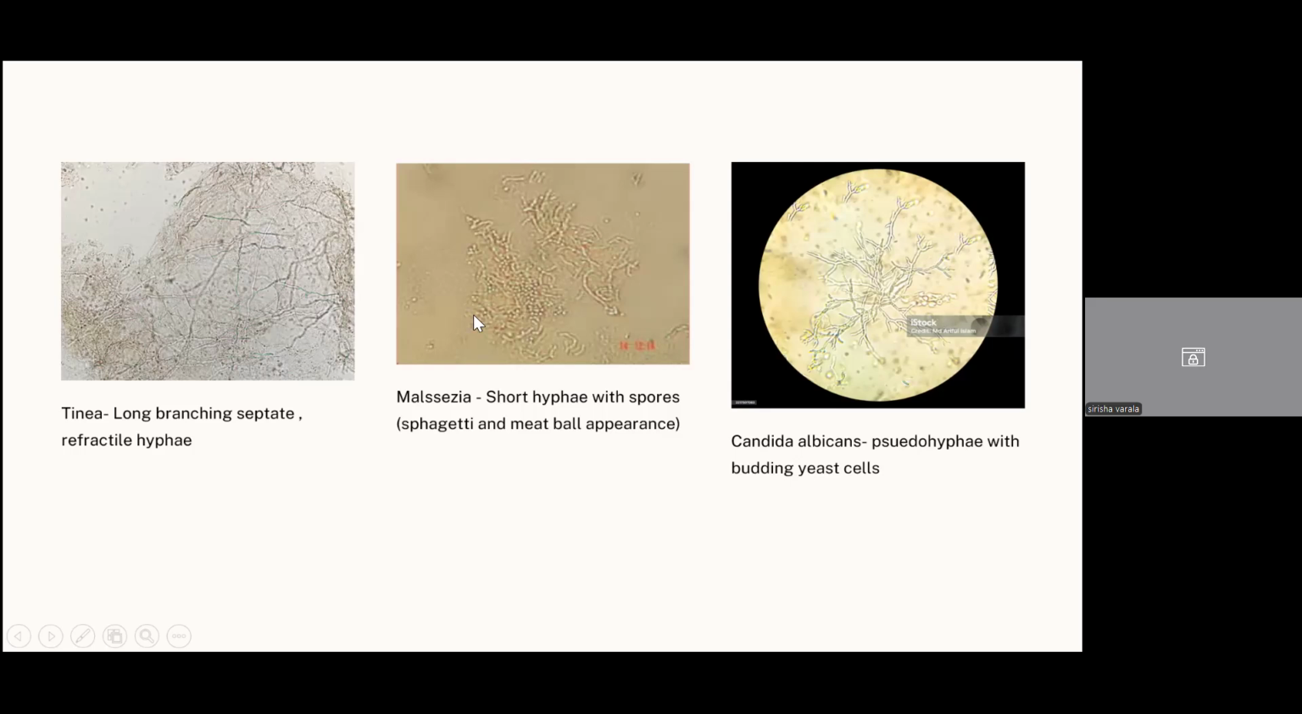In case of Malassezia, pityriasis versicolor, we are going to see short hyphae as opposed to the long hyphae in tinea, and some spores as well, which is referred to as spaghetti and meatball appearance. In Candida, these are not real hyphae, these are called pseudohyphae. Basically we see these budding yeast cells, and they just grow longer and appear like hyphae, which are called pseudohyphae.